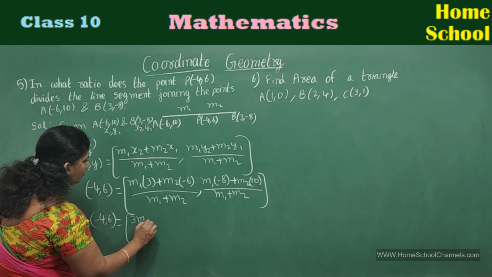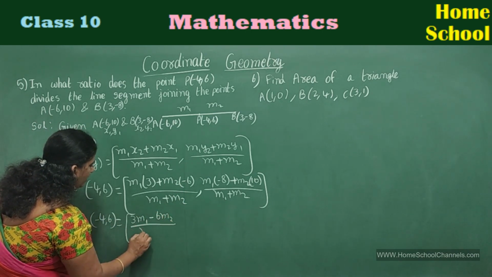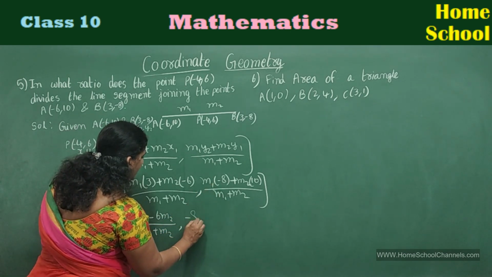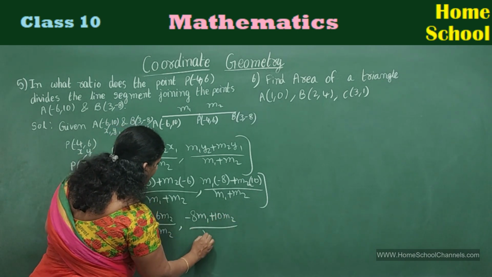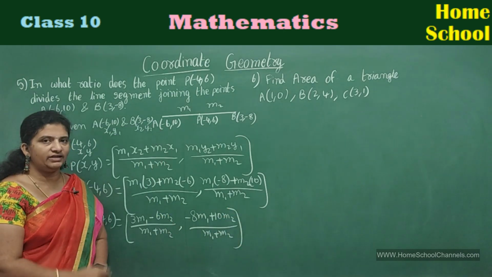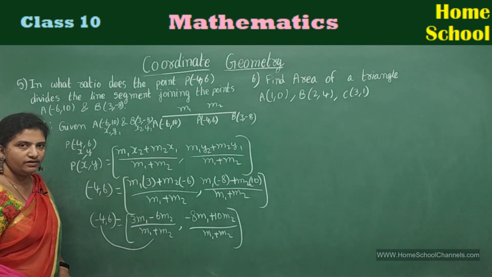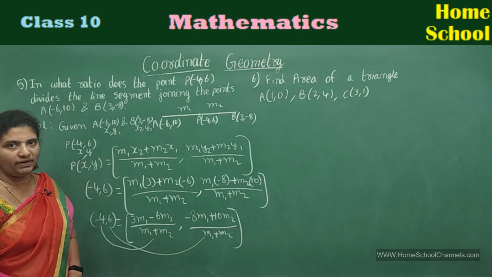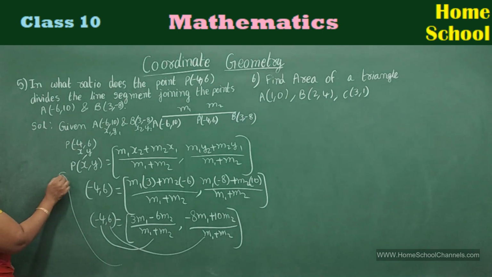I will write it as (3m1 + (-6m2))/(m1 + m2), (-8m1 + 10m2)/(m1 + m2). Now when you need to find the ratio, you can compare this value with the first one, right? Or you can compare these two. Any one pair you compare, children, you are going to get the ratio m1 is to m2. So let me continue the problem here.